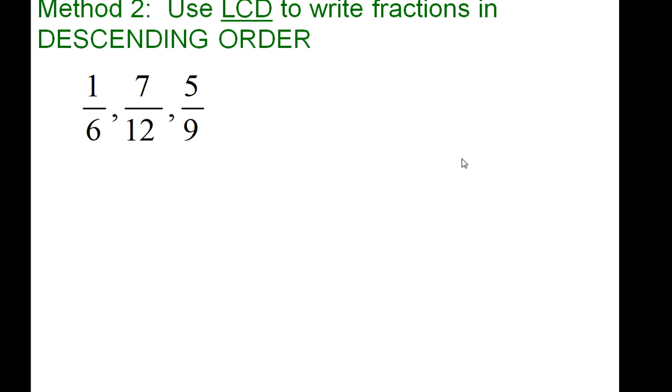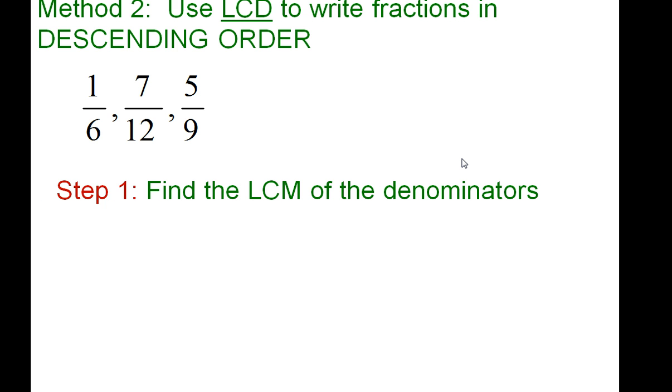We're going to write these fractions with the greatest number on the left. It's called descending order. So our first step, we will find the LCM or the LCD. It's the same thing. And that stands for the least common denominator, or also LCM is the least common multiple.